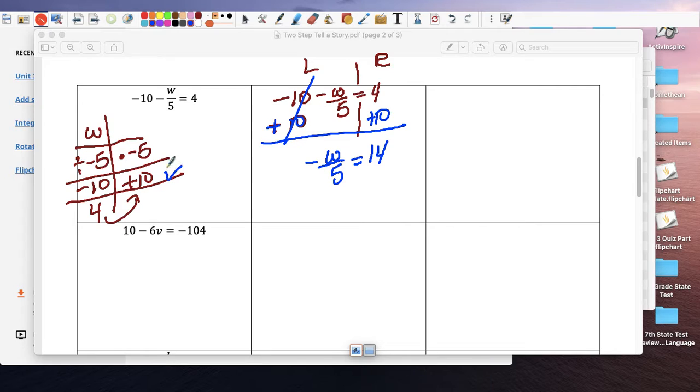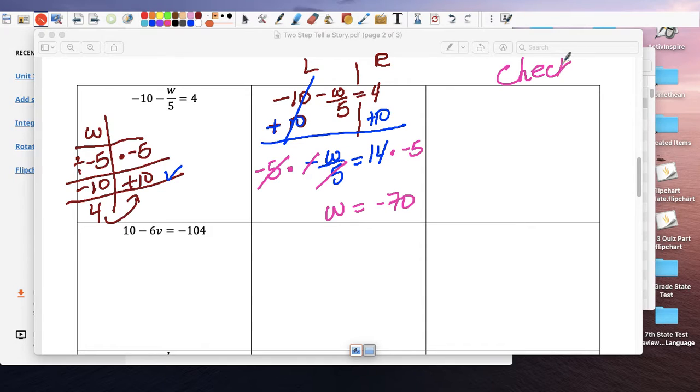So that's done. Next, we're going to multiply both sides by -5. So times -5. And then times -5. So that -5 and this -5 will go away. W equals 14 times -5 is -70.